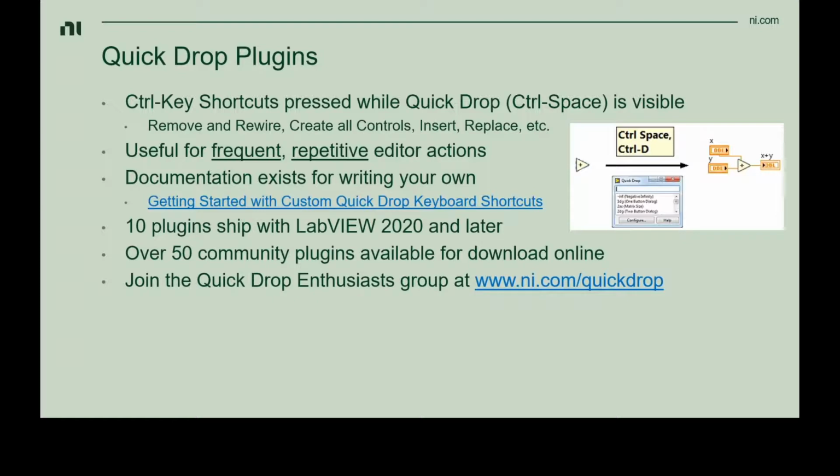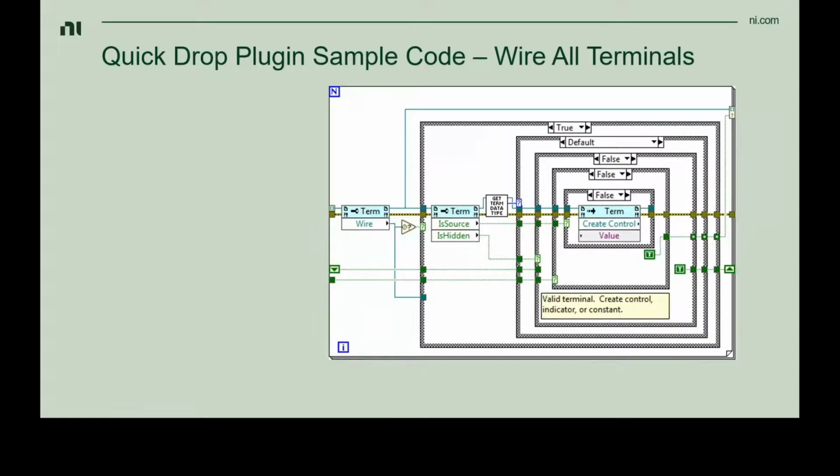Now, one of the things that I wanted to do in this presentation was show an example of the scripting code for every feature, every type of hook that I demonstrate in this presentation. So here is the scripting code for wire all terminals. When you press Control Space, Control D, and we create controls and indicators. So you can see here that for every terminal, I check to see if it's unwired. If the terminal is unwired, I then check to see if it is a source or a sink. If it's a sink, I create a control. If it's a source, I create an indicator.